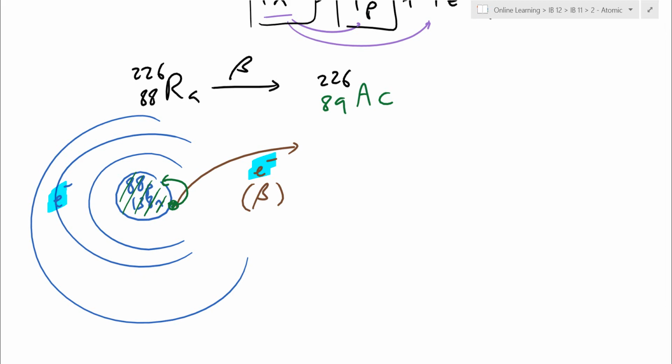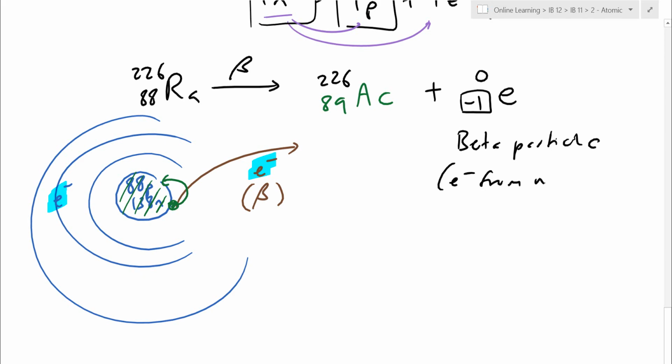Let's see if we can do the math here. What numbers does this beta particle, or this basic electron, have to have? Well, electrons practically have no mass, so 0 is okay. 0 plus 226 is 226. What should I put here so that the math works out? Because I know every time I beta decay, I'm going to pick up one extra proton, I would actually need to put a negative 1 here. So that 89 minus 1 is going to be 88, and we're going to call this one here the beta particle. It was an electron from the nucleus.